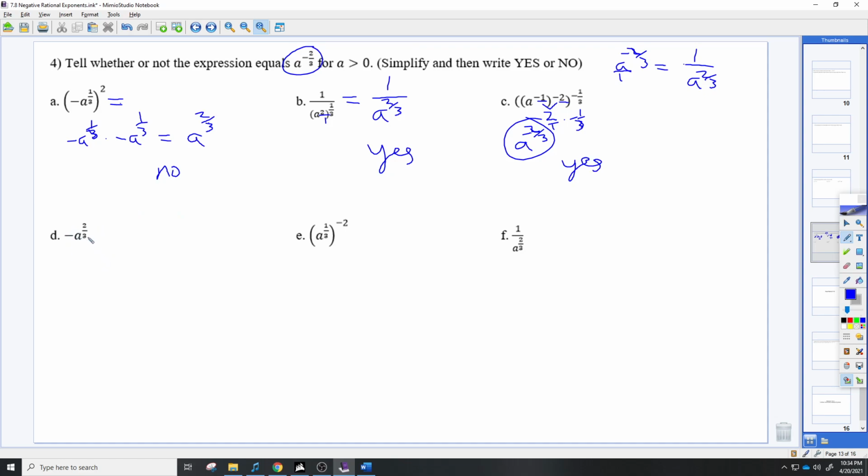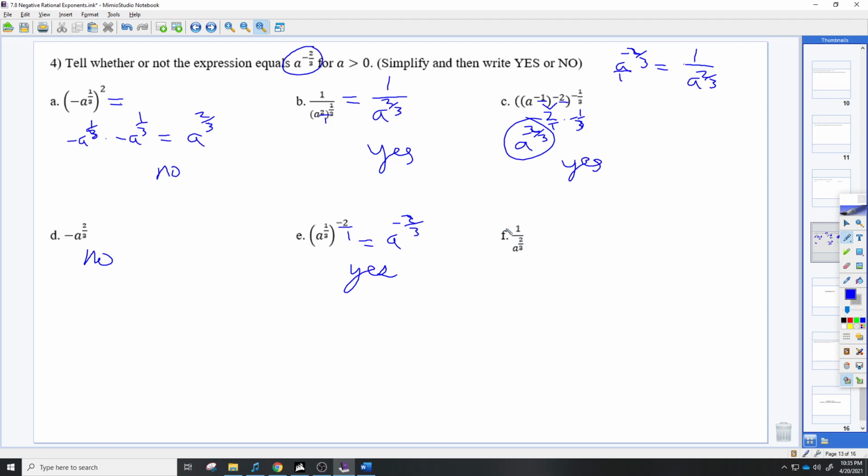Part D. The negative's in front of the a, not on the exponent. Can't do anything with this problem at all, actually. This is a no. The negative's out front, not on the exponent. Part E. Okay, we could just multiply these together. That's pretty simple. Power to a power. So we go 1 times negative 2. That would be a negative 2. And then 3 times 1 is 3. So it looks exactly the same as this. That's a yes. And the last one, 1 over a to the 2 over third power.